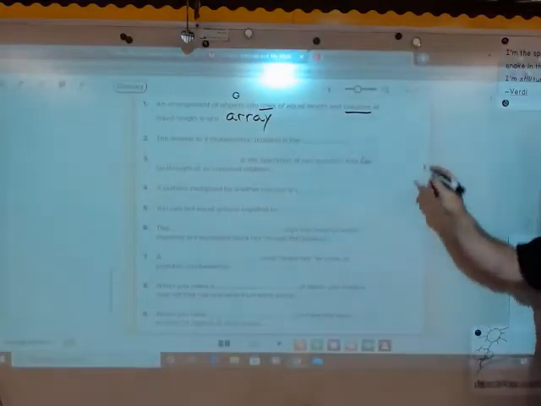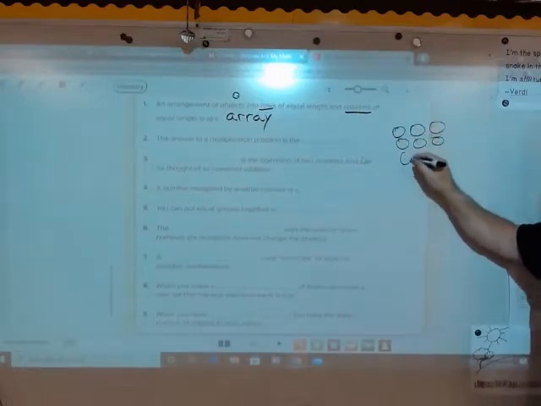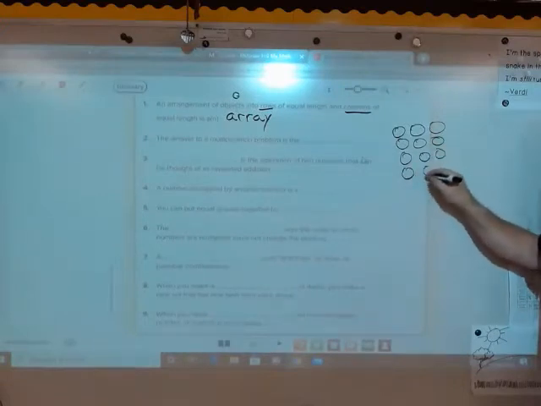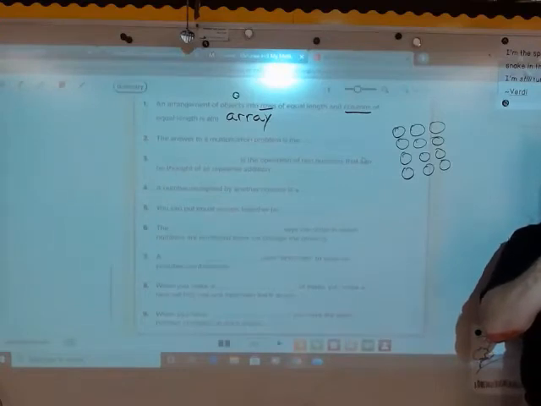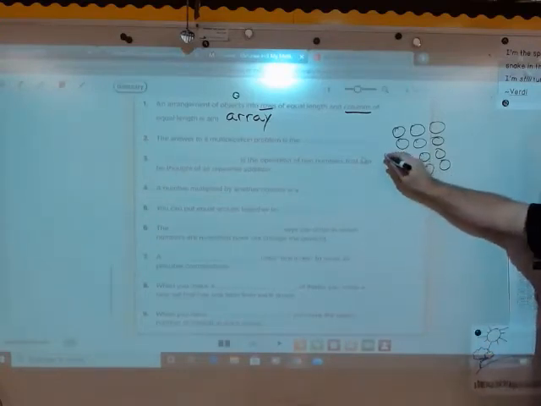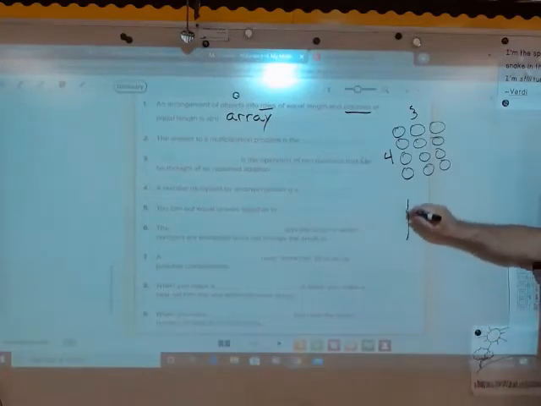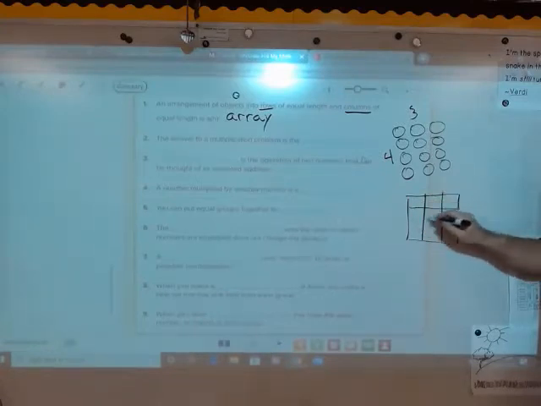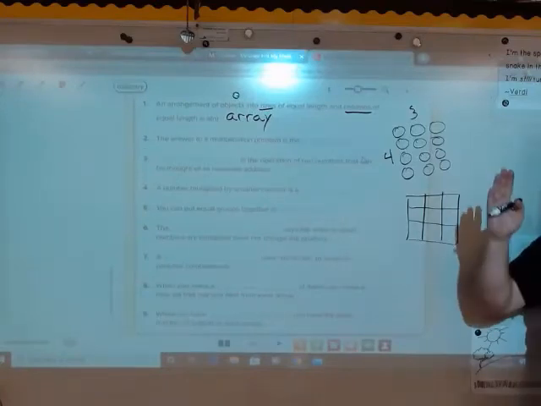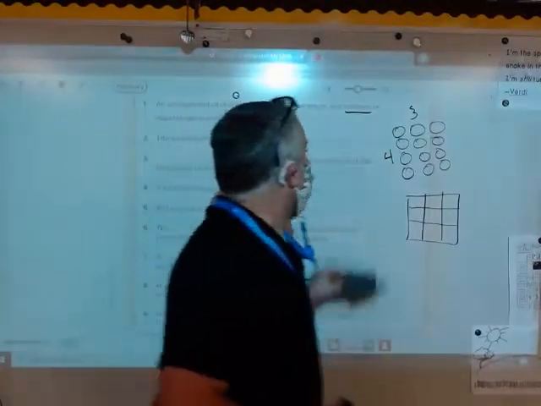When we talk about rows and columns, we're talking about making something like this, right? That is an array. Anytime you make a rectangle or a square out of the objects and you can show a multiplication problem with it, that's called an array. It could be done like this too, couldn't it? Where I do a square like that, and I break it up like that. That's also an array. All right? So an array is what we have there. Go ahead real quick.